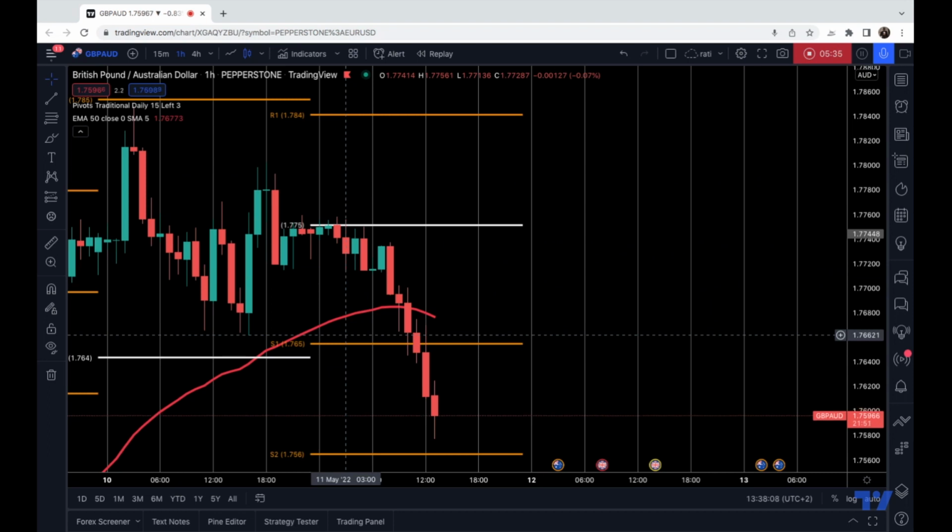You could maybe look at taking trades at S1 and maybe putting your stop loss at the pivot point, or also putting your take profit at S2. So there's multiple ways you can enter this trade based on your strategy and your checklists.